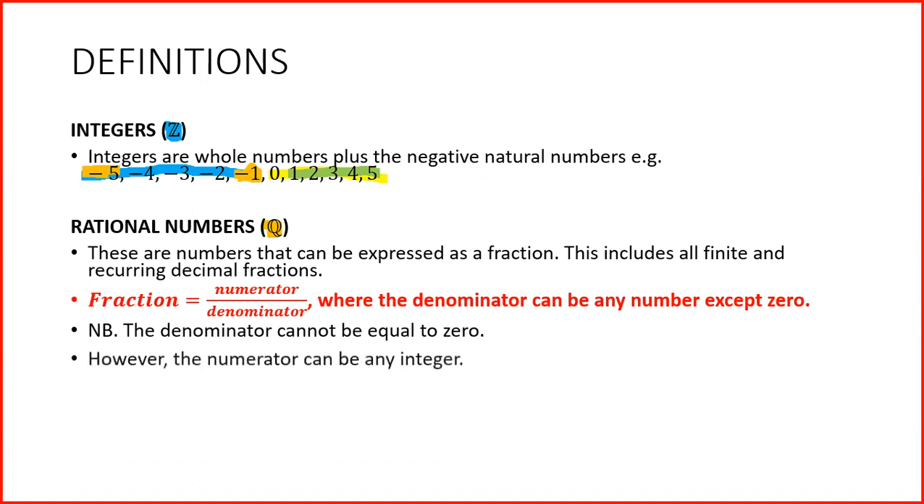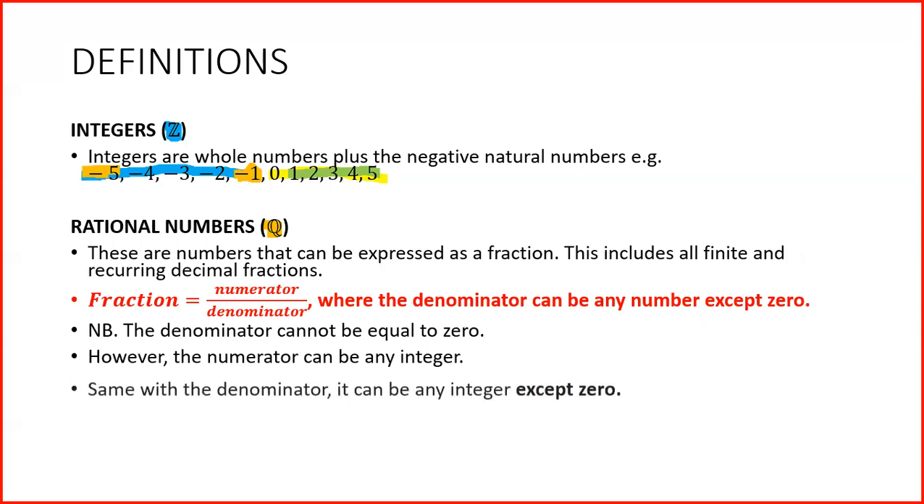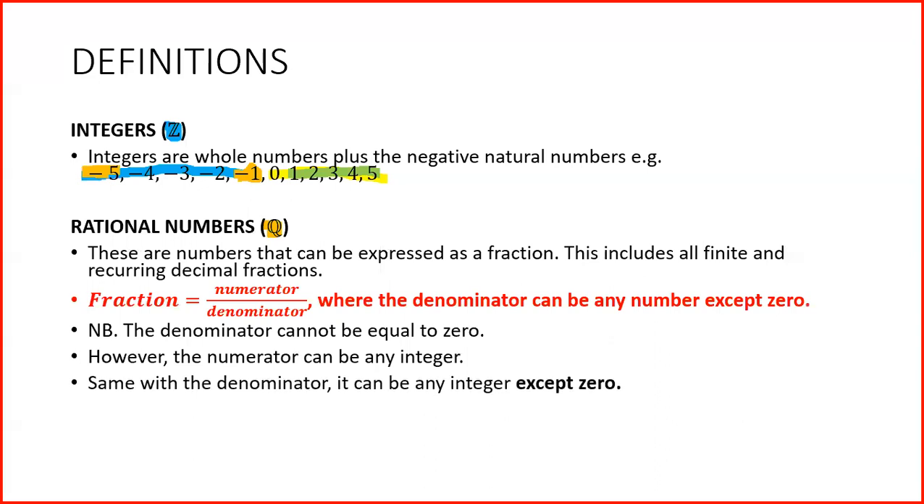However, the numerator can be any integer. Same with the denominator: it can be any integer except for 0. And these are examples of your rational numbers. 3/2, that is a rational number. What type of fraction is that? Is it a common fraction or an improper fraction?